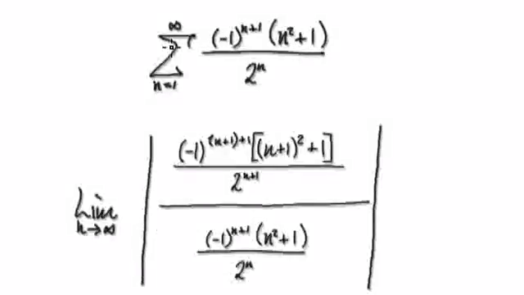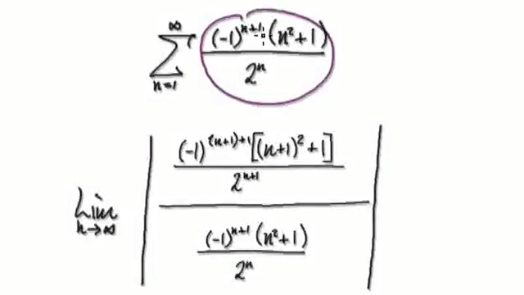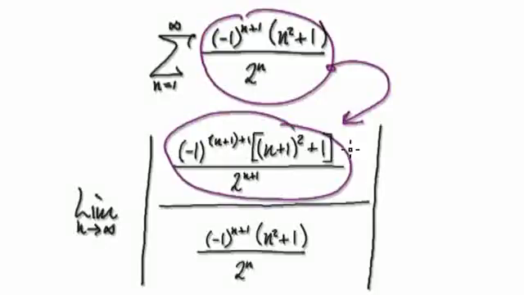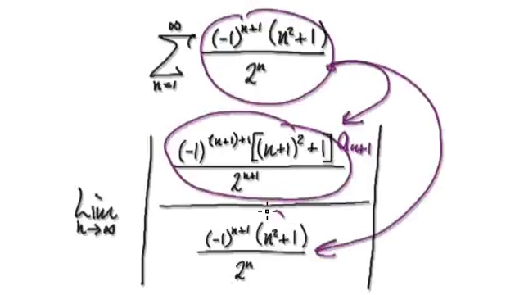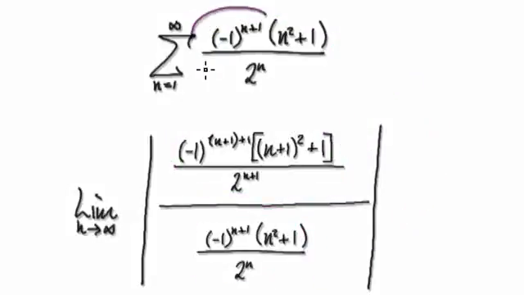So looking at this, this is your a_{n+1}. This is your a_{n+1}. And then this here is your a_n, because we are looking at this at the moment.